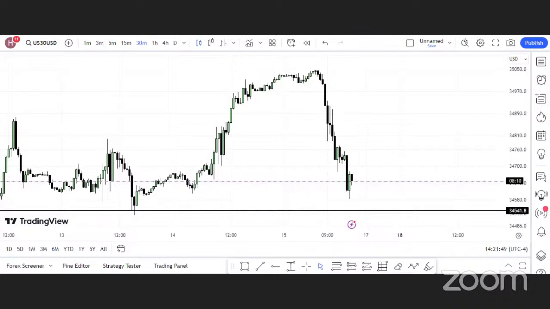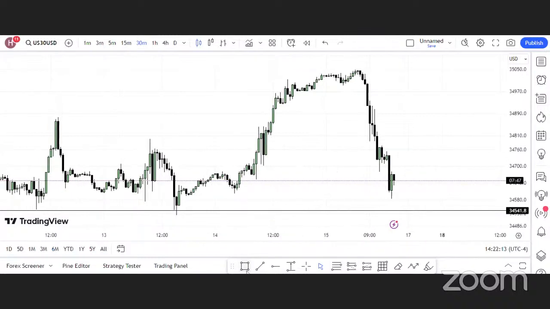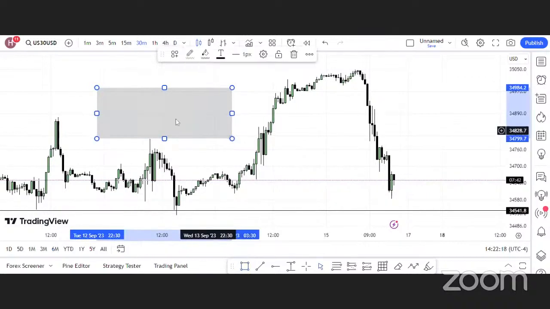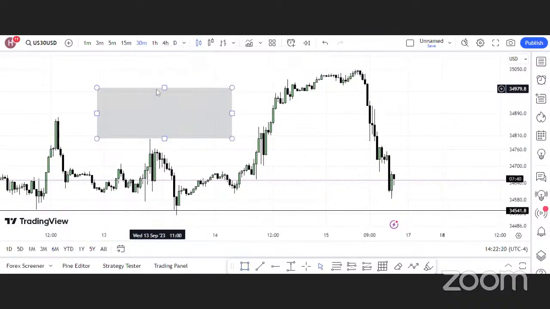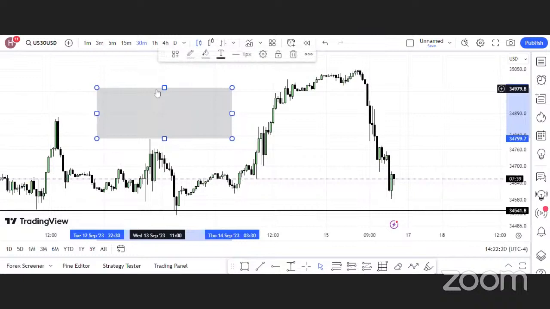Support occurs where a downtrend is expected to pause due to a concentration of demand. Let me repeat that one more time. Support occurs where a downtrend is expected to pause due to a concentration of demand. So we have what we call the supply zone and the demand zone in the forex market.